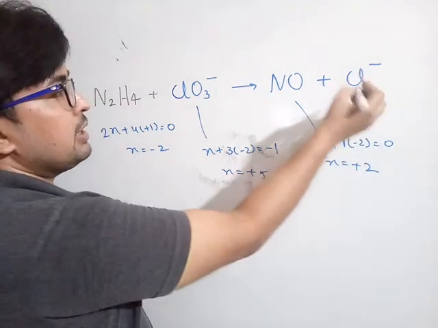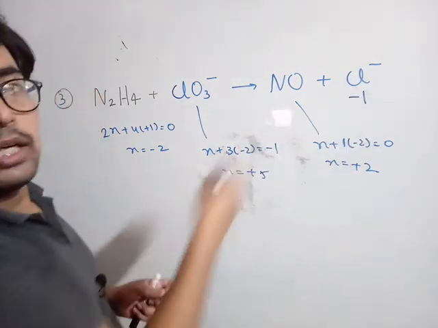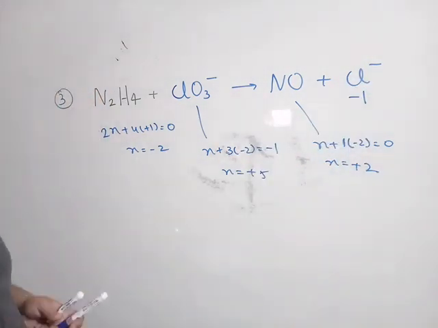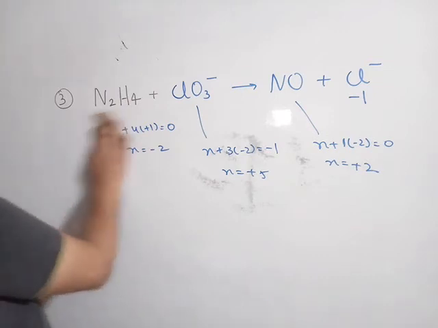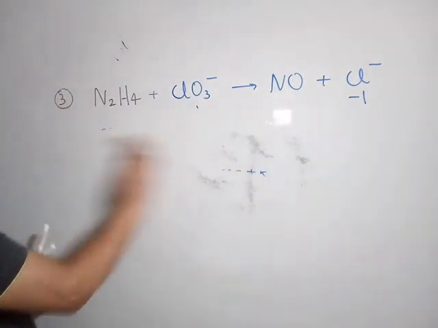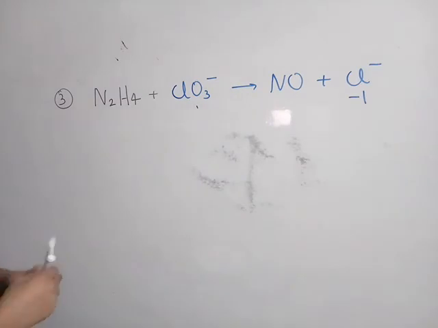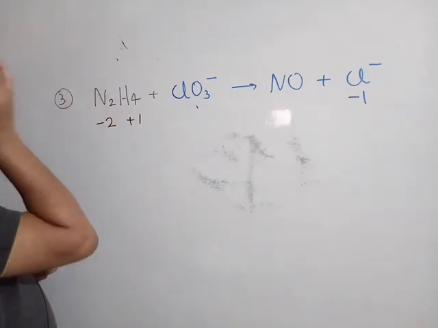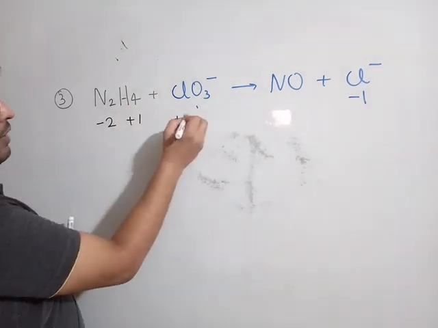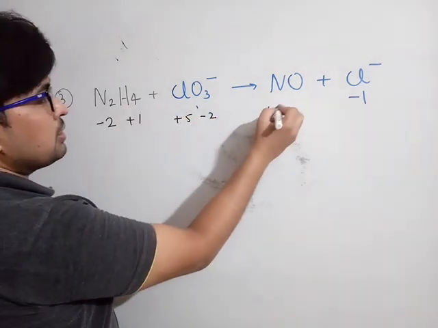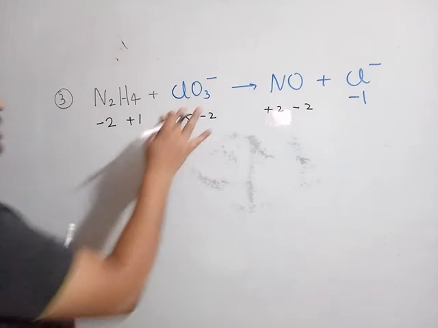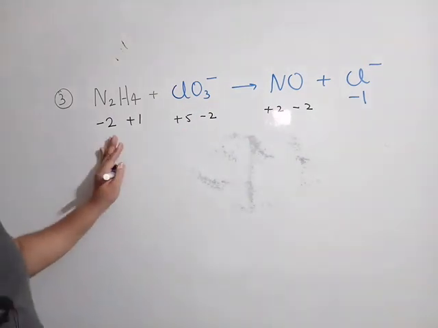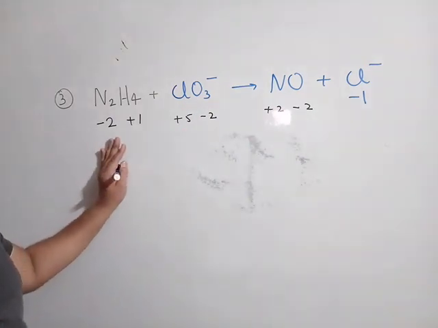For Cl minus, the oxidation number will be the charge of the ion, so that will be minus 1. I just write this step over there: minus 2, plus 1, plus 5, minus 2, plus 2 and minus 2, and see what the next step is. Calculate the increase and decrease in one element and in total.